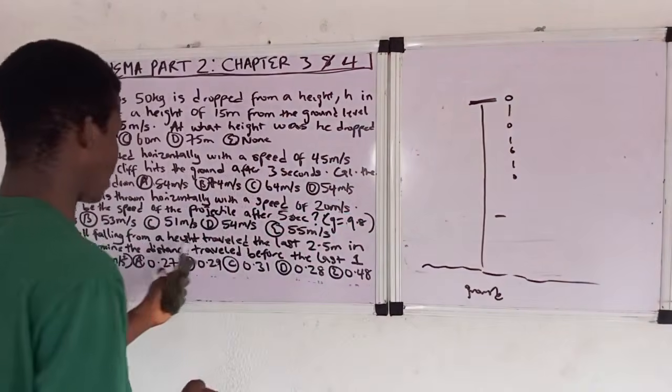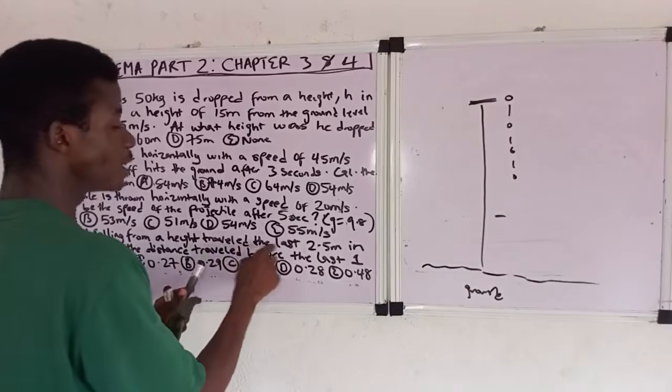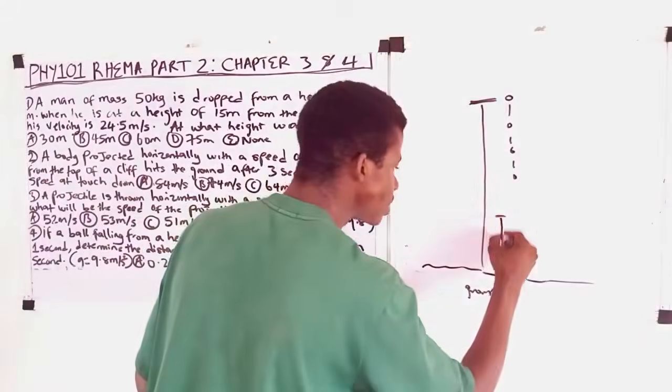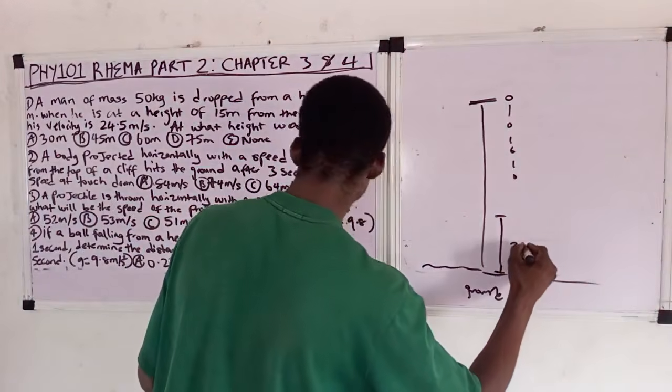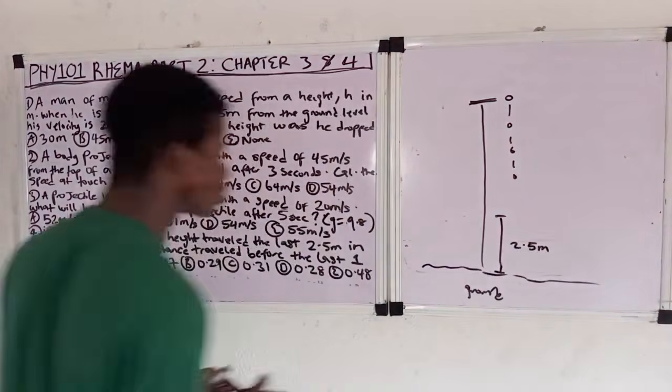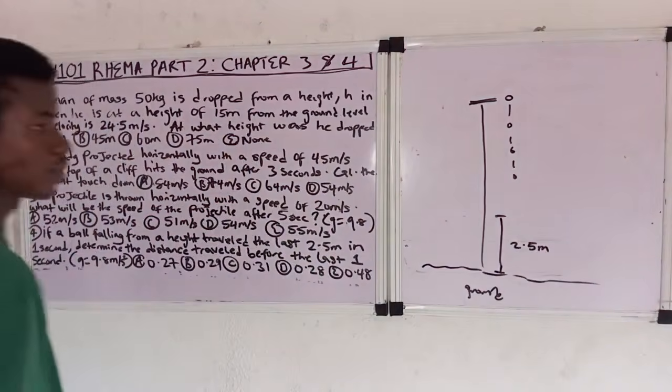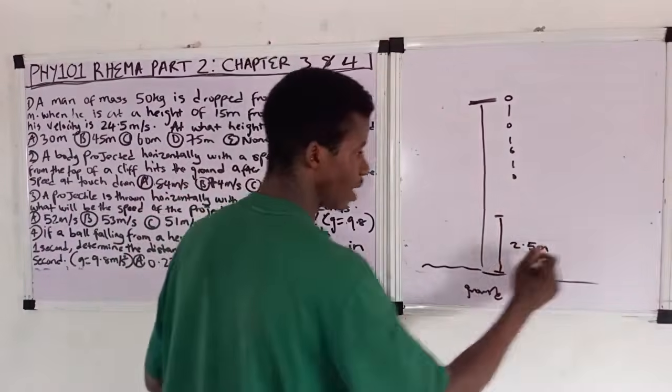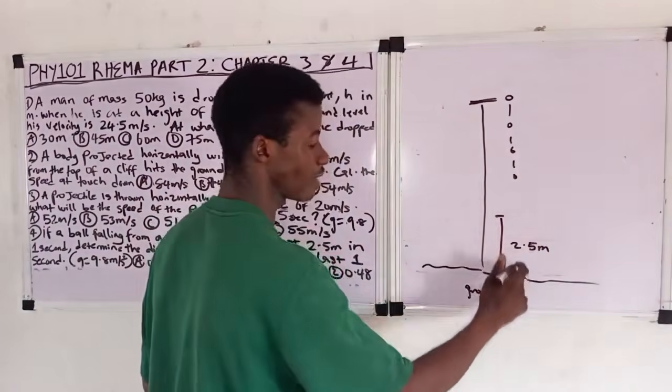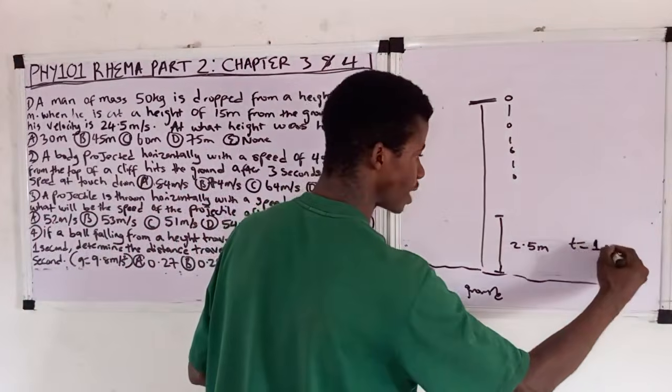Okay, the ball is falling from a height. It travels the last 2.5 meters in 1 second. Let's say this is the last 2.5 meters. So the time it travels this 2.5 meters is 1 second, right?